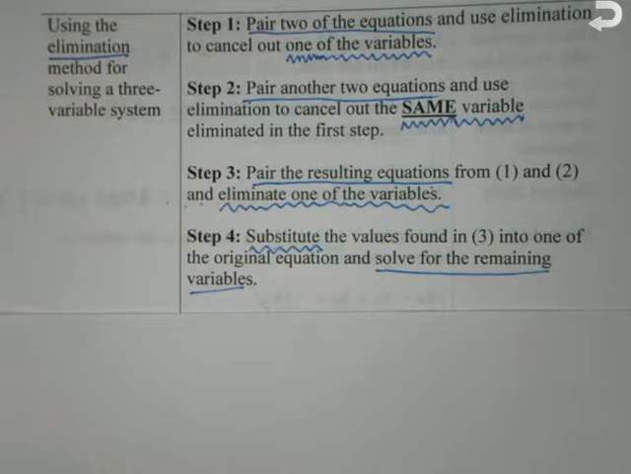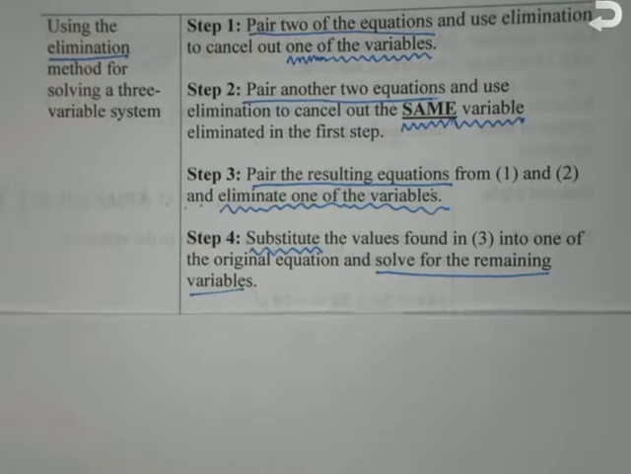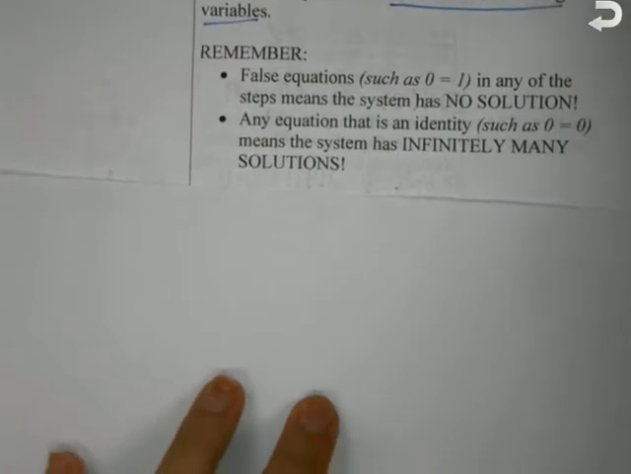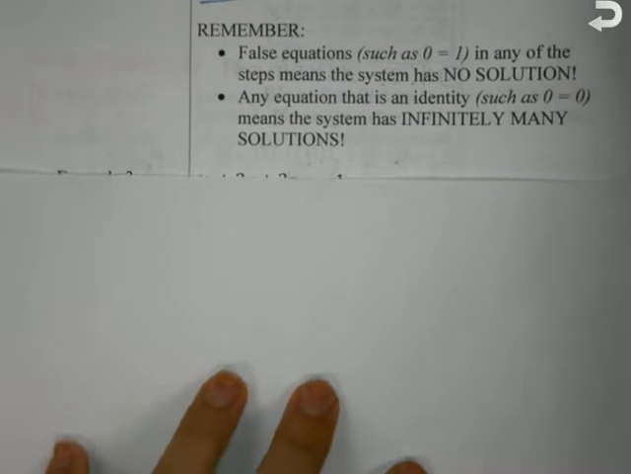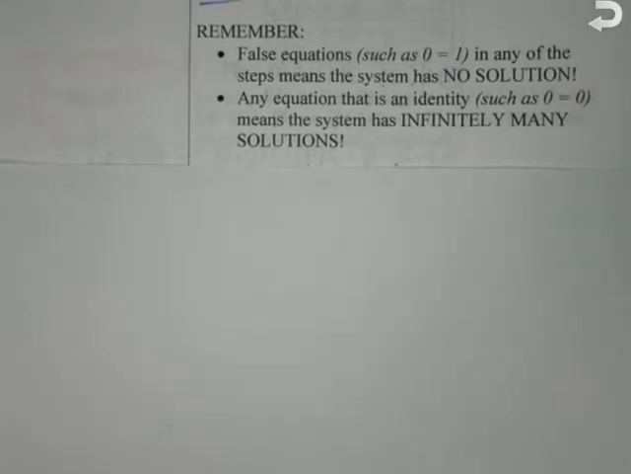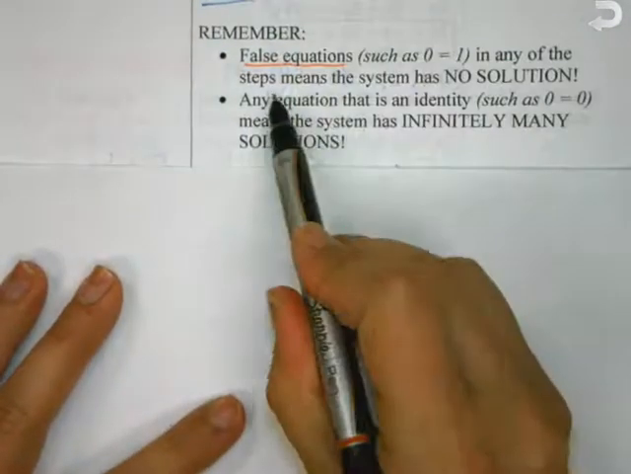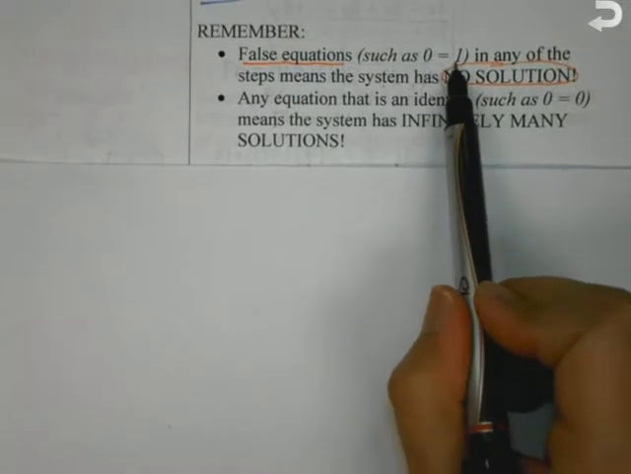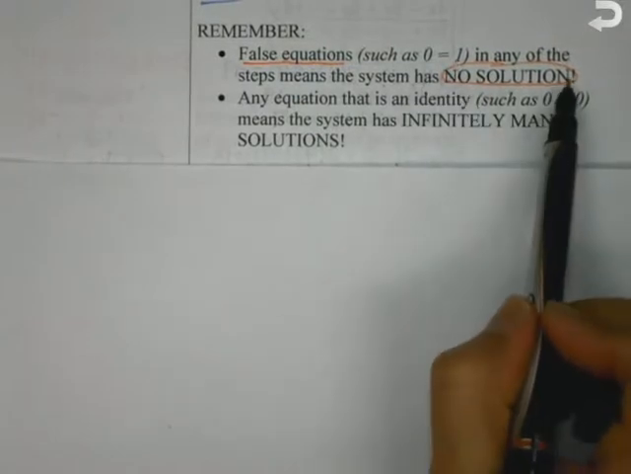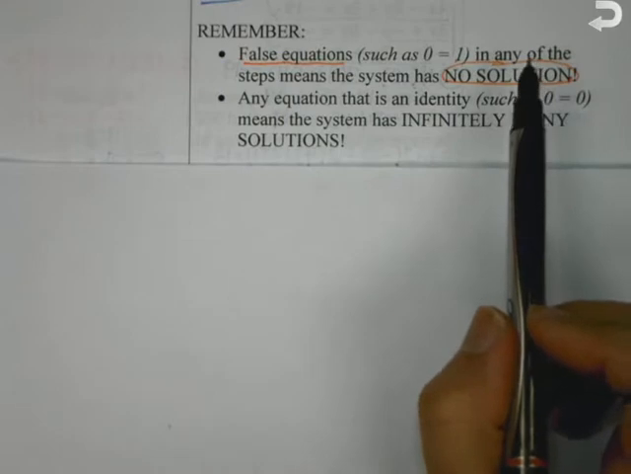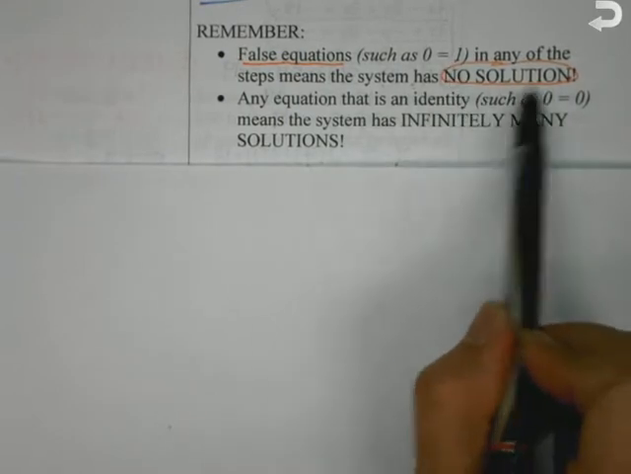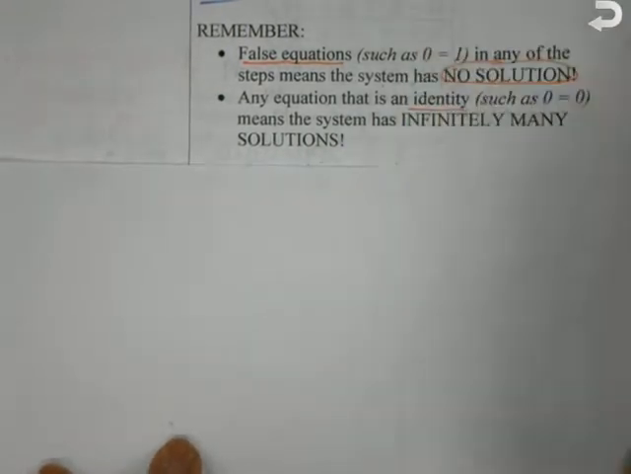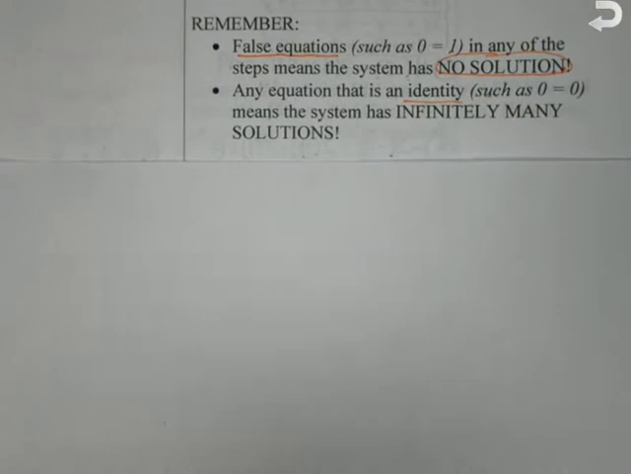One reminder, and we came across this yesterday in our homework. A false equation in any of the steps means no solution. So if we ever get something that's false, like 0 equals 1, no solution. We can stop. If all the variables cancel and we get a false equation, there's no solution. Any equation that is an identity or a true statement, such as 0 equals 0, 1 equals 1, means we have infinitely many solutions.